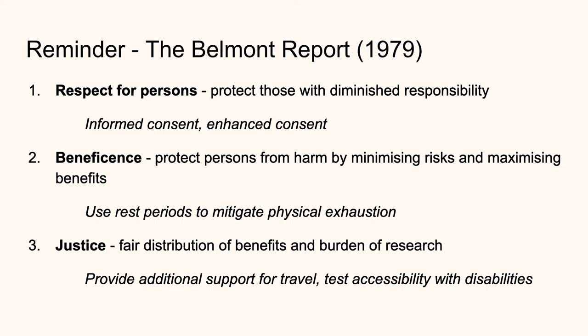So all of this, if we think back to the ethics lecture and the Belmont report and the idea of how we treat and protect our participants, you can come up with some very specific examples for people within an accessibility context. So you've got three principles: respect for persons, beneficence, and justice. So respect for persons and protecting those with diminished responsibility. A lot of our participants will have diminished responsibility because they might be unable to give informed consent, and so we use an enhanced consent procedure.